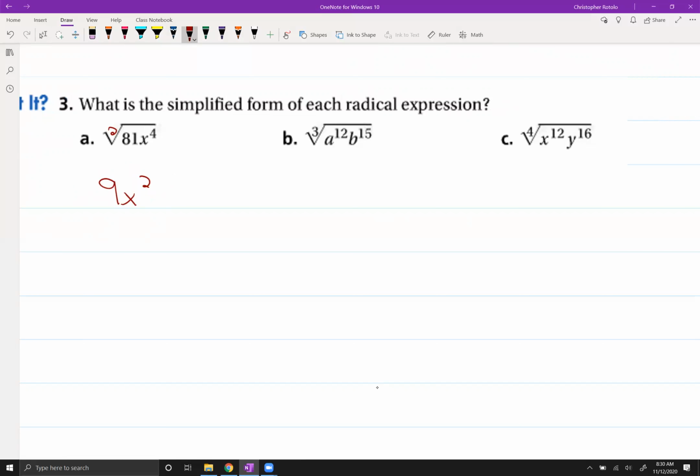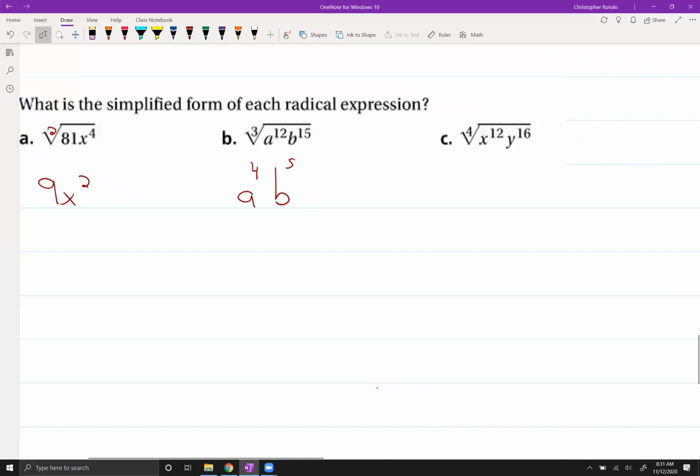So what happens is I really start to like the odd indexes because then I don't have to worry about anything else. Okay, so 12 divided by 3 is going to give me 4, so a to the 4th, right? Why am I doing that? Because I'm looking for sets of 3, and if I had 12 of them, there would be 4 sets of 3. B, 15 divided by 3, that's going to be 5. Remember, this was an odd, so I don't have to worry about anything extra.